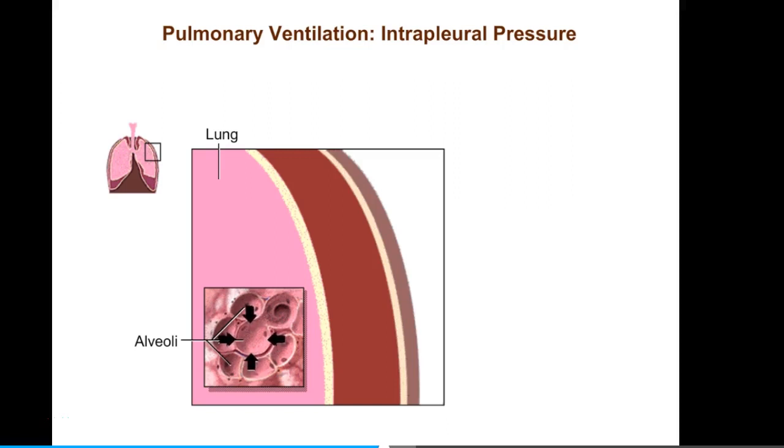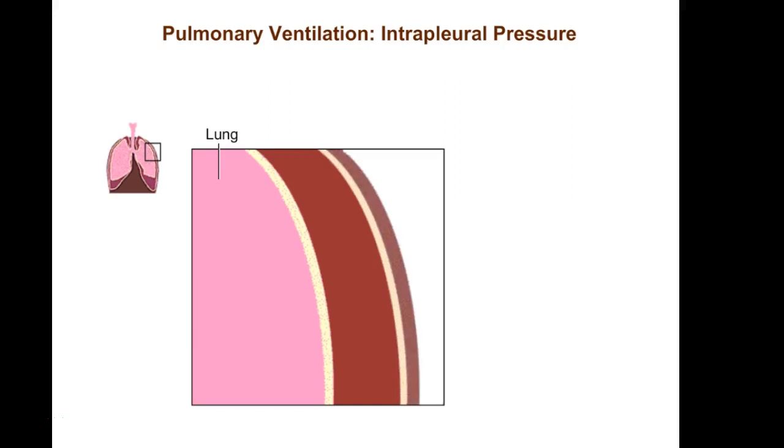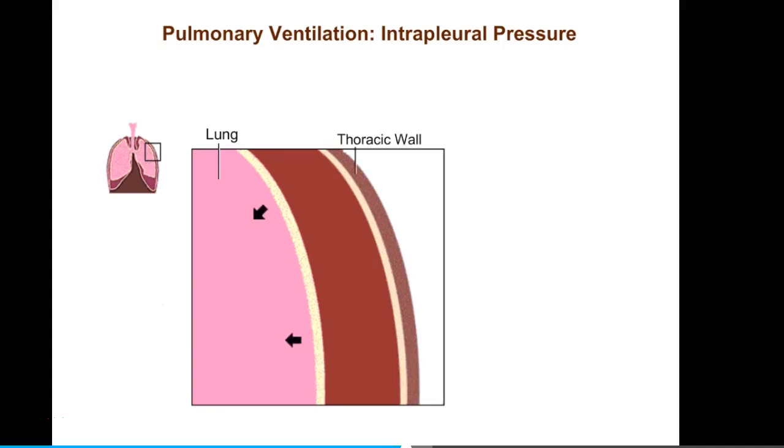Let's see the effect of the lung's elastic tissue. The abundant elastic tissue in the lungs tends to recoil and pull the lung inward. As the lung moves away from the thoracic wall, the cavity becomes slightly larger. The negative pressure this creates acts like a suction to keep the lungs inflated.